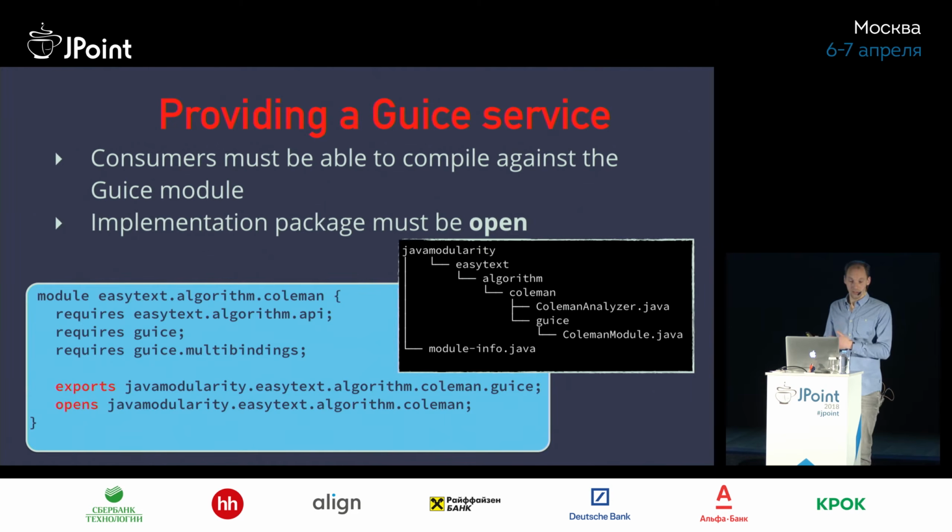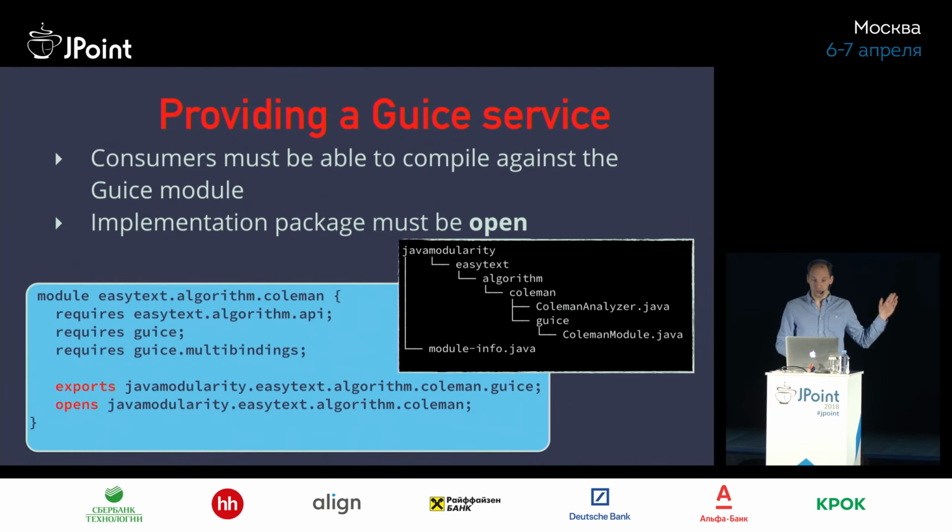At the same time, I already spoke about this. We also need to open the actual implementation Coleman package containing our Coleman Analyzer class, because it needs to be instantiated reflectively by Juice at a later time. So opens is only at runtime, right? We still do not expose our Coleman Analyzer class to developers at compile time.